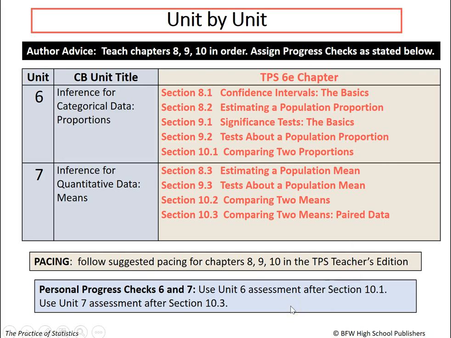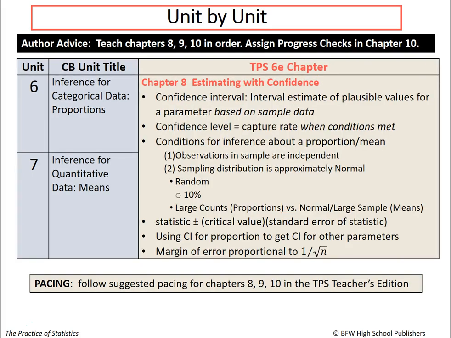So use the Unit 6 assessment after Section 10.1 on comparing two proportions. That completes all the proportions material. And then use the Unit 7 personal progress check after Section 10.3, which completes the material on means. We'll now drill down chapter by chapter within TPS 6, within Units 6 and 7. So we're talking about inference for categorical data proportions or inference for quantitative data means here.